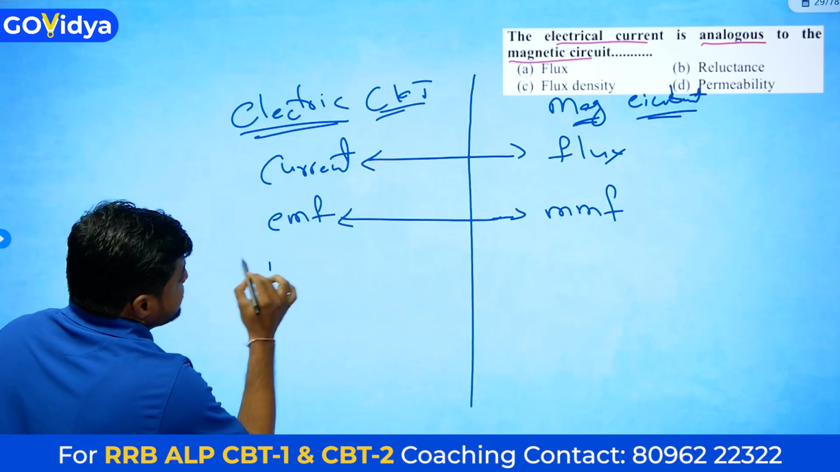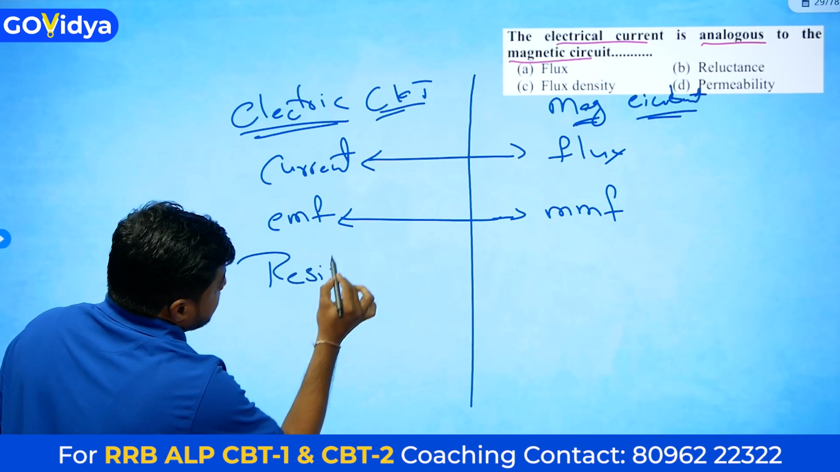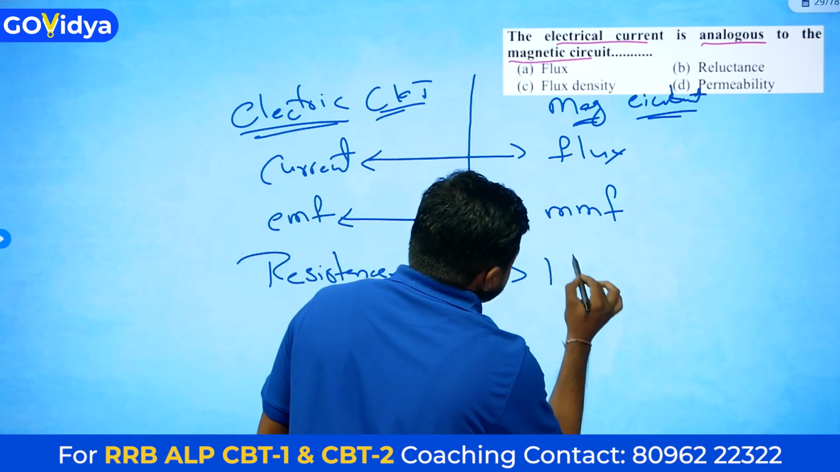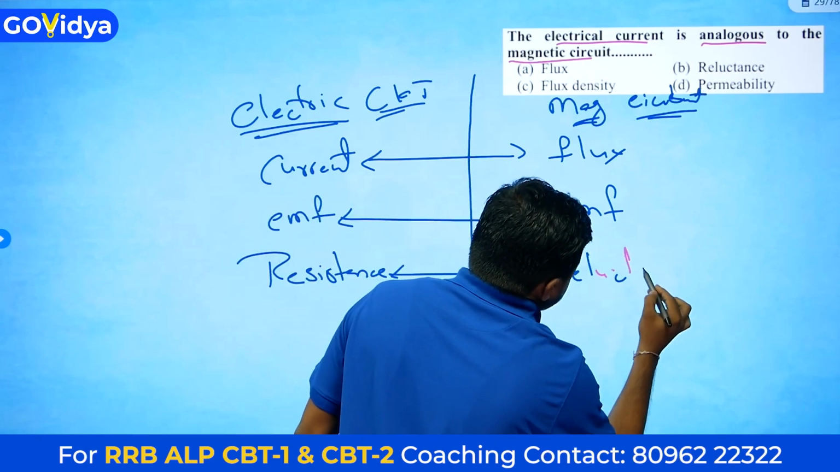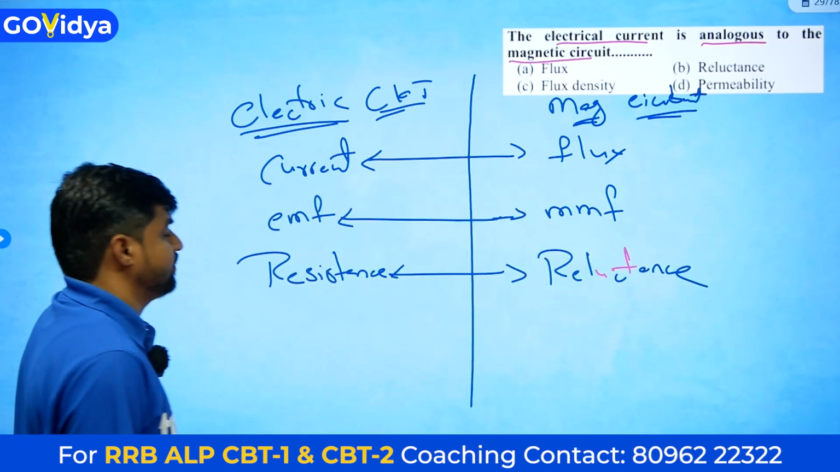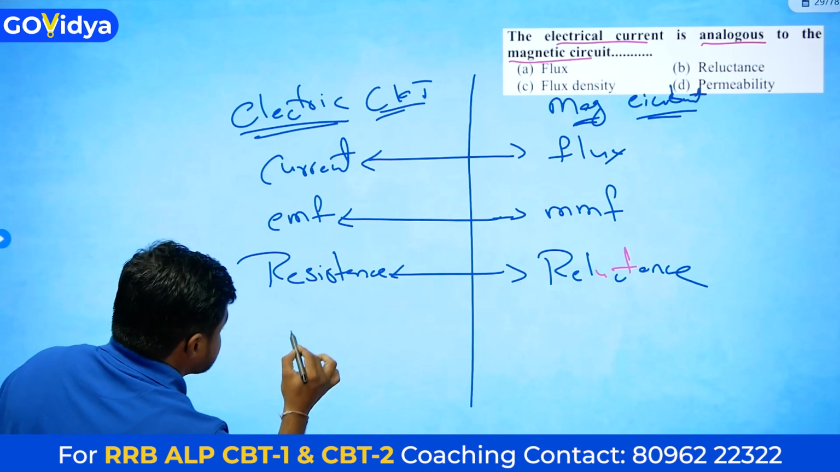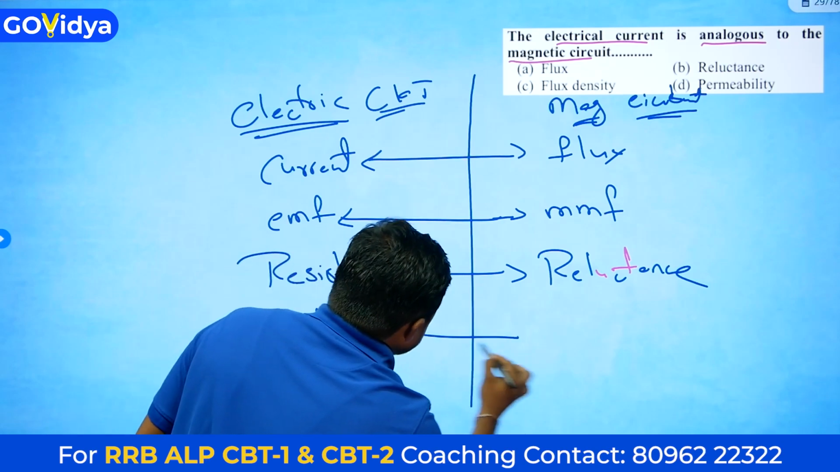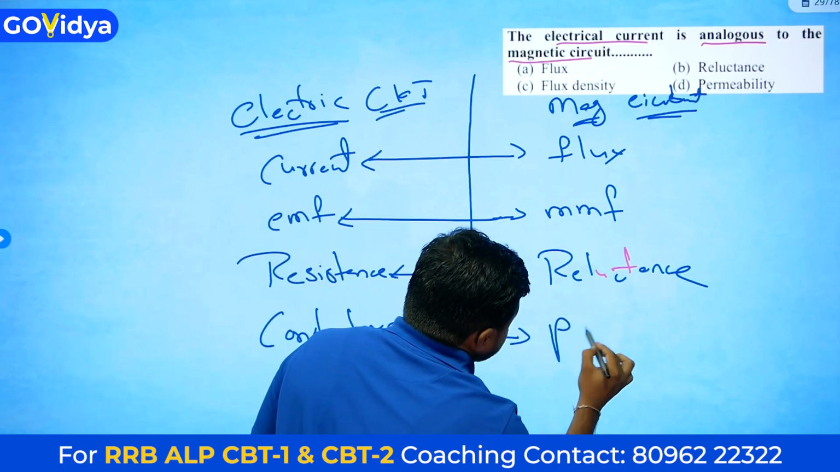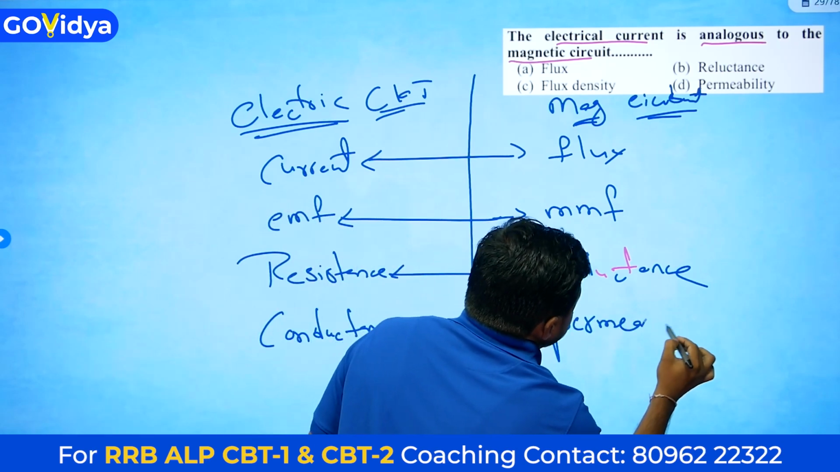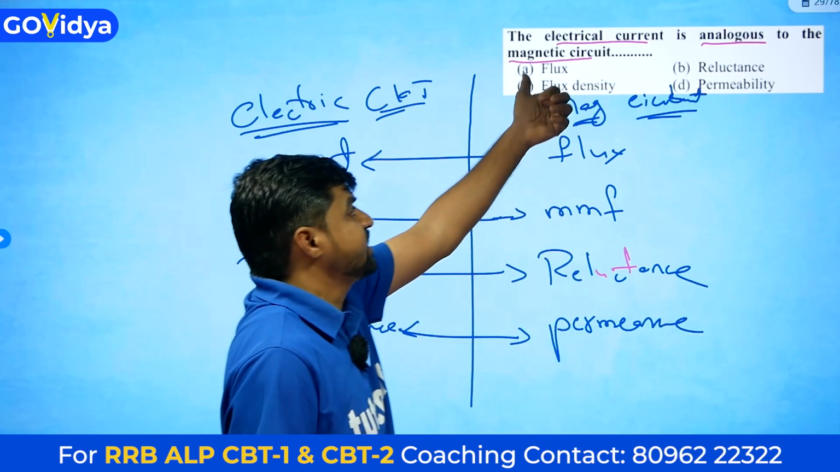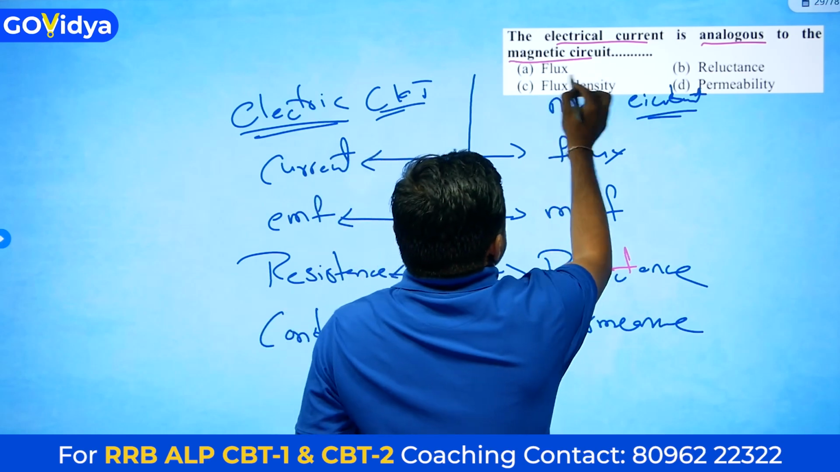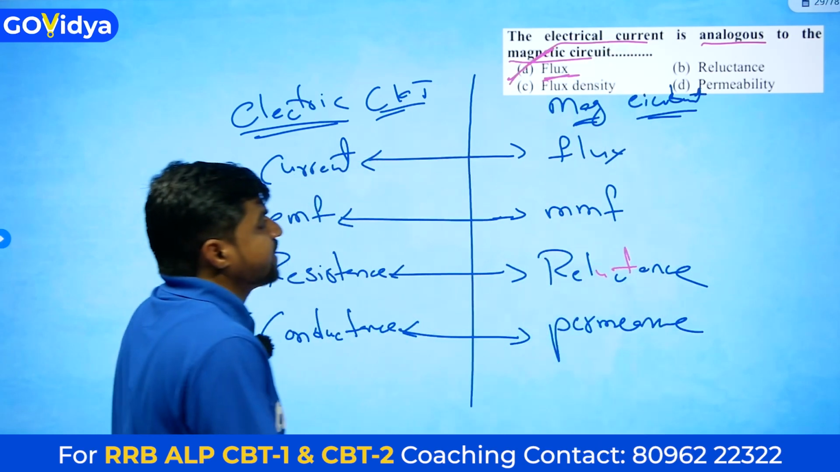Similarly, resistance in an electric circuit is similar to reluctance in a magnetic circuit. Similarly, conductance in an electric circuit is similar to permeance in a magnetic circuit. In the question they are asking electric current is similar to flux. From the options, option A is the correct answer. Okay, next question.